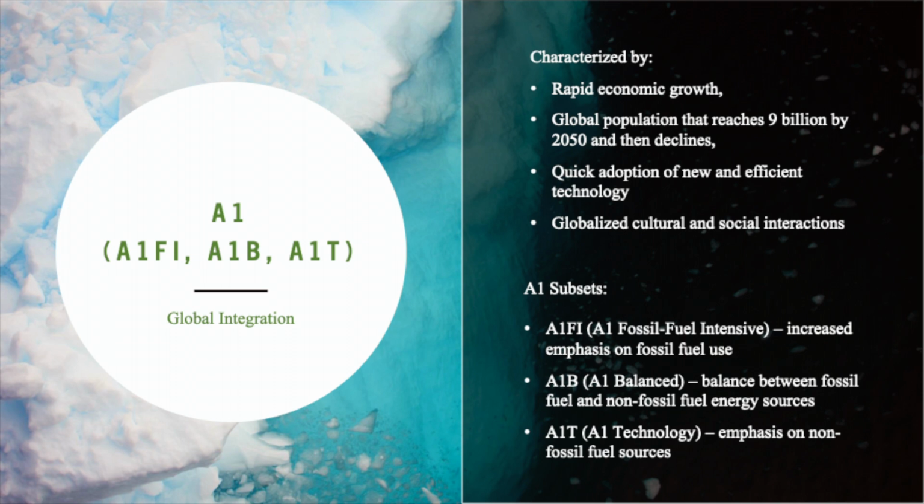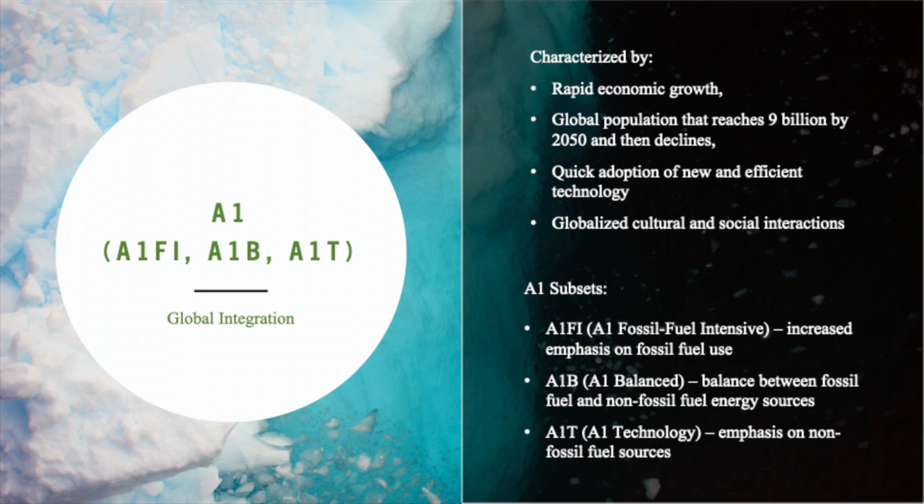First are A1 scenarios, with the theme of global integration. These are characterized by rapid economic growth, a global population that reaches 9 billion by 2050 and then declines, quick adoption of new and efficient technology, and globalized cultural and social interactions. A1 scenarios have subsets based on their fossil fuel use or reduction.